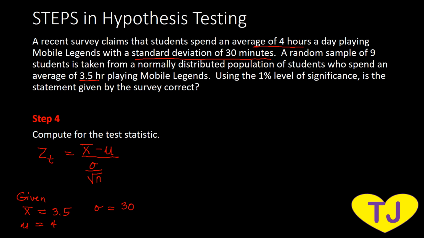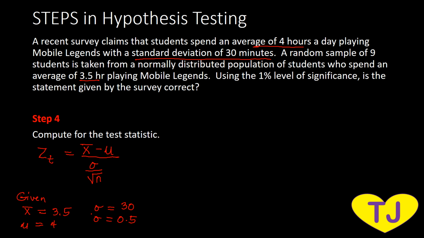And then we have to take note as well that we are using hours in there. So we cannot make use of the 30 minutes. We have to convert that into hours. So how many hours are there in 30 minutes? That means it's only 0.5. So our population standard deviation here is 0.5 hour. Okay? Because 30 minutes is just half of the hour. So I hope it's clear.